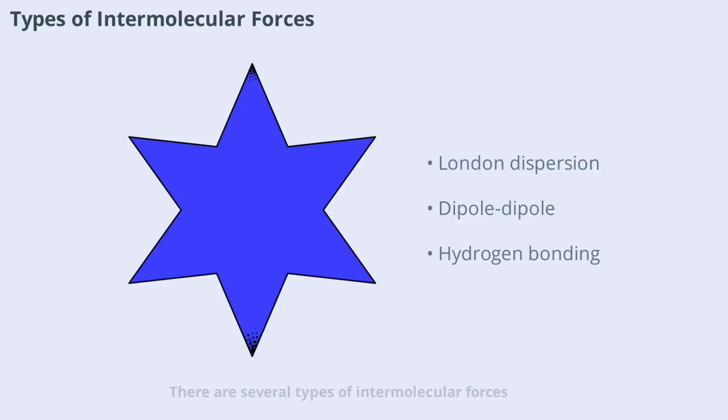There are several types of intermolecular forces, each with its own characteristics and effects. The three main categories are London dispersion forces, dipole-dipole interactions, and hydrogen bonding. Each type varies in strength and arises from different molecular features. Understanding these differences is key to predicting how substances will behave under various conditions. In the next scenes, we'll explore each type in detail, starting with the most universal, London dispersion forces.